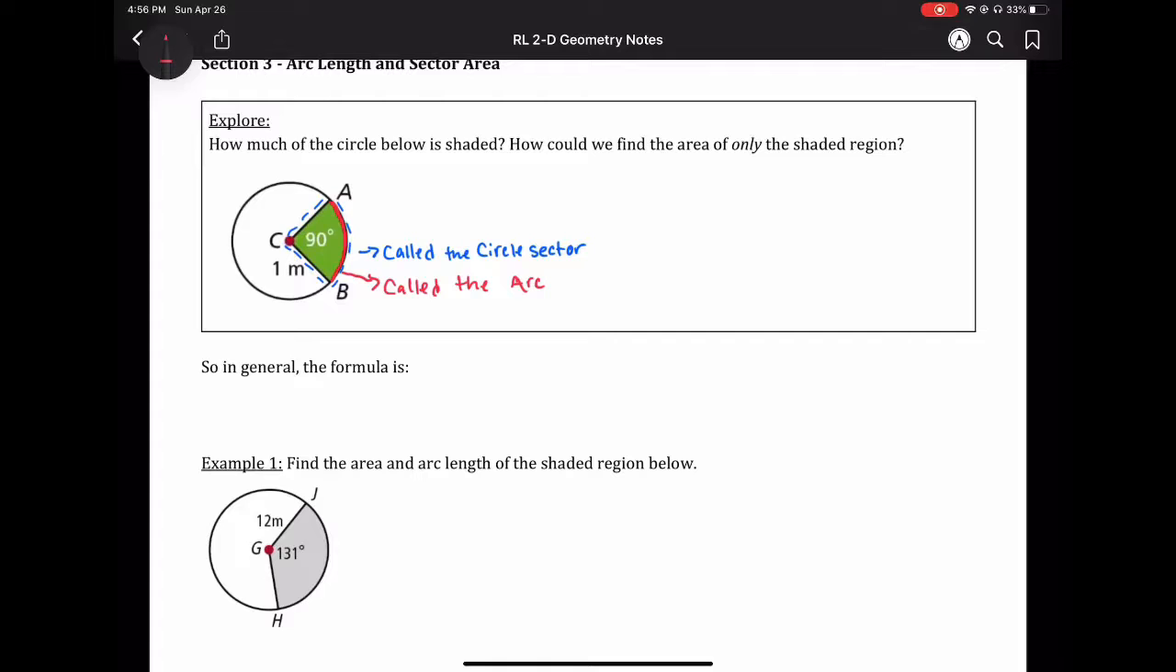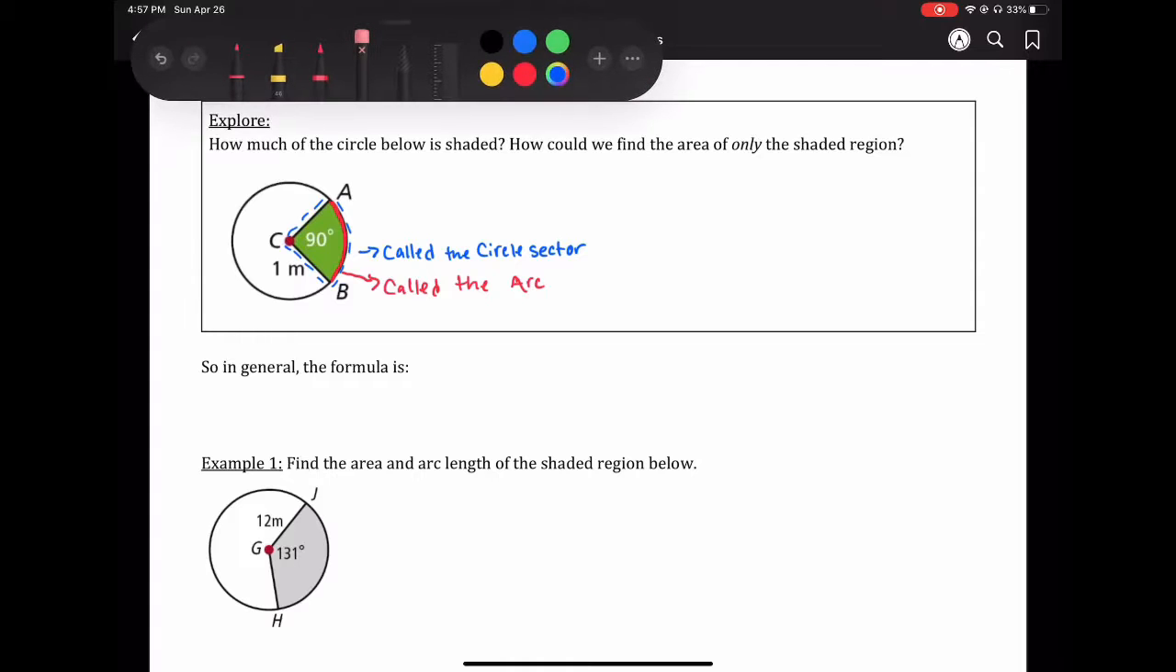So in this box, it says explore how much of the circle below is shaded. Well, we're really looking at the circle sector. They want to know how much of this circle does the circle sector take. When I'm looking at this, I see that the circle sector has 90 degrees written right there. So I know that it is taking 90 degrees out of the total 360 degrees in the shape.